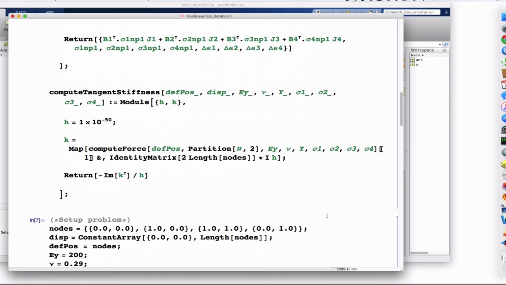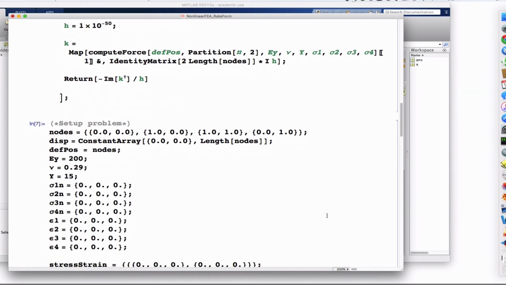But just think of this: I'm calling compute force with the deformed position, the delta displacements, the material properties, and the old stresses, okay? And this is an operation where I'm perturbing every degree of freedom. I'll show you more about that next time. But just think of this as a finite difference operation that gives me back the tangent stiffness. So I compute the tangent stiffness here. That's what's returned from this function, all right? So that's really all we need to start the algorithm.